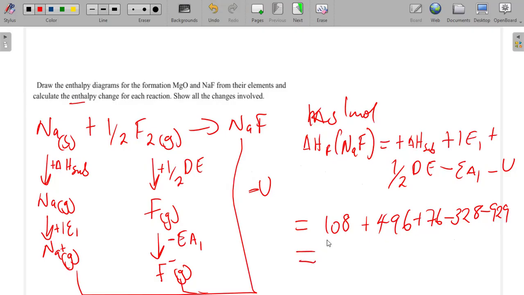Now we can add our numbers. We have 108 plus 496 plus 76 minus 328 minus 929. We are going to get negative 574 kilojoules per mole. So we've shown the enthalpy diagrams for the two, and we've also calculated the enthalpy change for the formation of each of the substances we've been given. That's all for this tutorial.